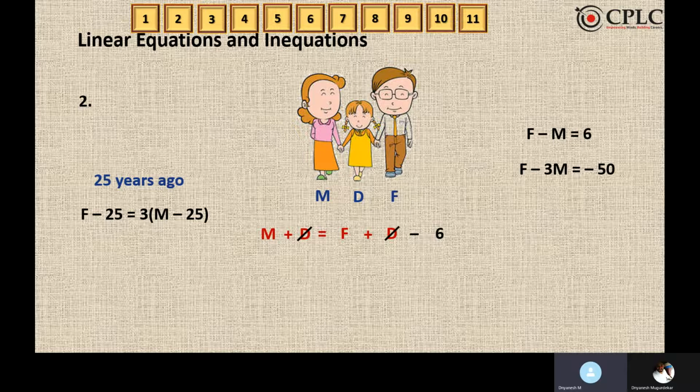Now you will subtract both the equations because then you can get rid of father and you will get the value of mother. Whatever is the value of mother, substitute in the first equation, you'll get father's present age. After solving this, you will get mother as 28. Subtract equation number 2 from equation number 1. Substitute that value of mother, which is 28, in the first equation, and you will get father's age as 28 plus 6, which is 34 years. So the answer is option 2.